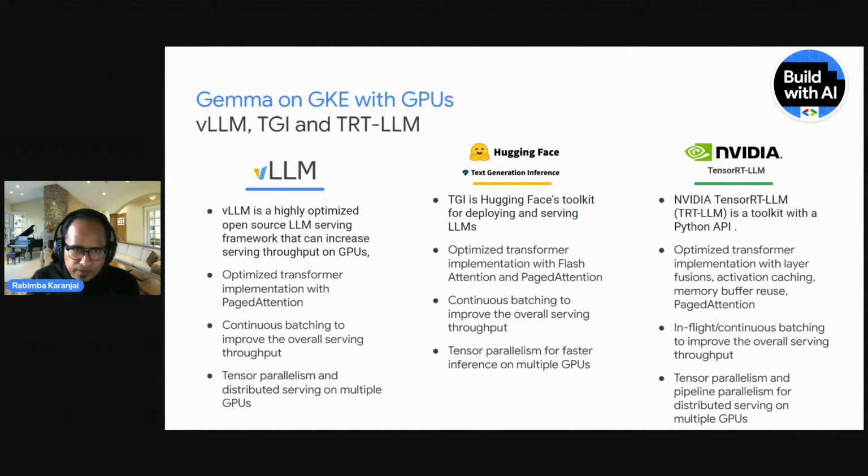vLLM is highly optimized for serving LLMs, and it is hugely used by the open source community. So you have access to that. Hugging Face Text Generation Inference is another one, and then NVIDIA's highly optimized TensorRT toolkit. These are all immediately available, and you don't have to do any other plumbing to enable them on Google Kubernetes Engine.